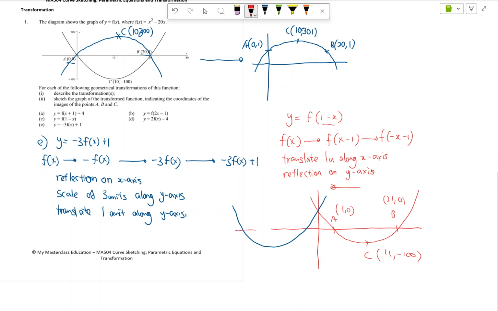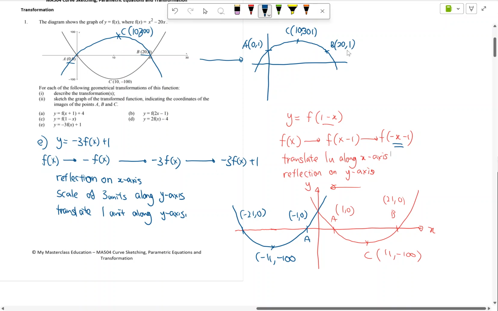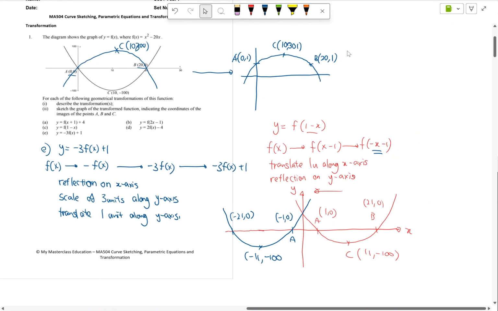And now you have to draw this. Not everything can be done in your mind. It's good to draw out how things look to help you be fully sure of what it's going to be like. So your A is reflected here. A is going to be here now, (-1, 0). B is going to be here, (-21, 0). And then C is going to be here, (-11, -100). If you're not very sure about what the negative x inside and the negative of the f(x) outside do, please refer to the previous video again. These few examples are good enough for you to understand the sequence of transformations before you do any questions.